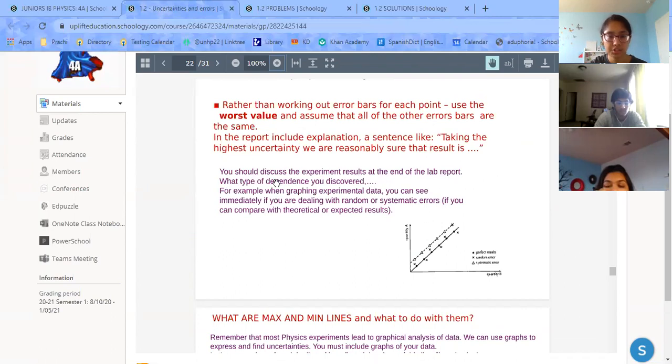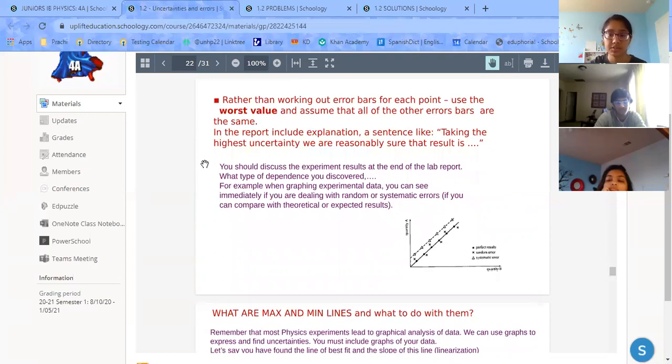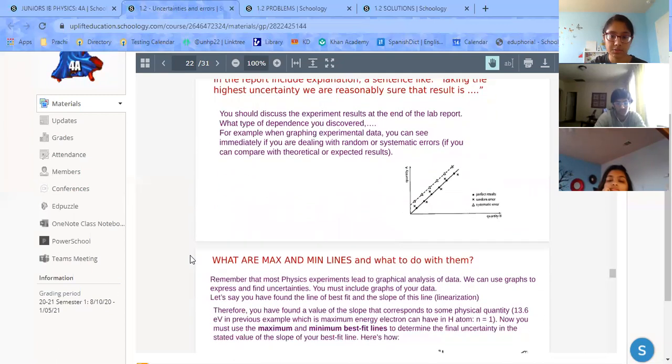Okay, at the end of the lab report, you should discuss the experiment results, what type of dependence or correlation you discovered, maybe cause and effect, although it's easier to prove correlation than cause and effect. And then any random or systematic errors that you see.